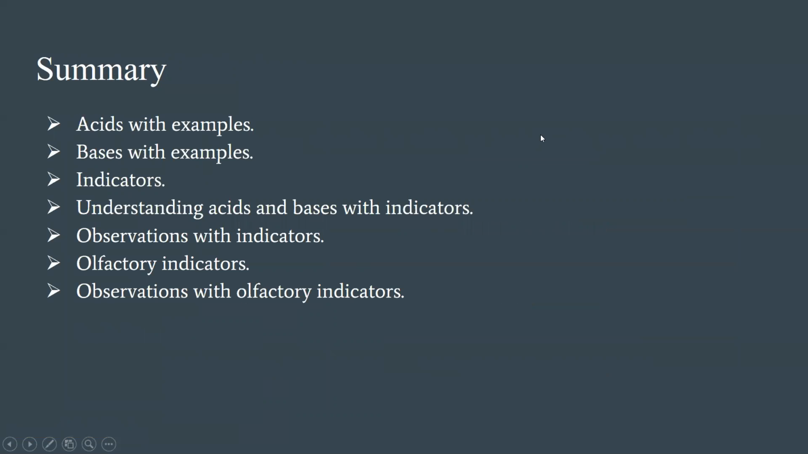We have come to the final part of the discussion. Let us see what we have seen in this discussion. I have explained acids with examples, bases with examples, what indicators are, understanding acids and bases with indicators, observations with indicators, olfactory indicators, and observations with olfactory indicators.